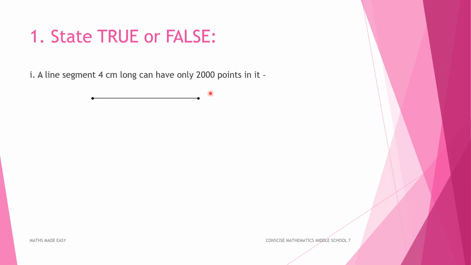So on this line can you place only 2000 points? If you place 2000 points inside this, you can place as many as you want. See here, you can place a point over here, a point over here, a point over here. Similarly, you can keep on placing as many as you want, right? You can just place small marks on the line. So it's false, right? Okay, next question.